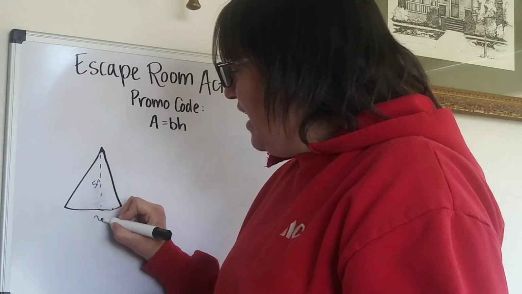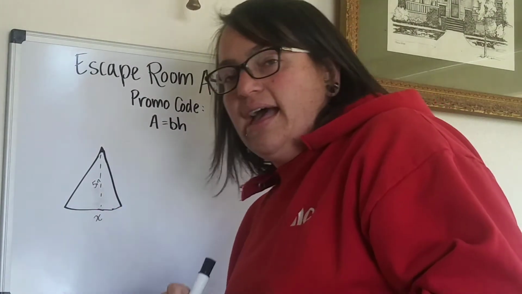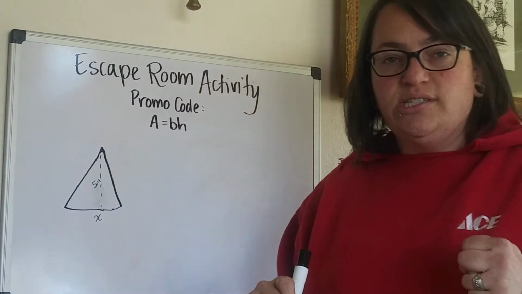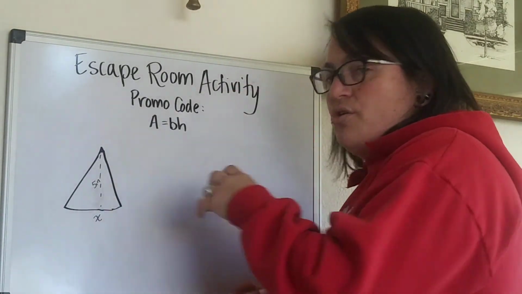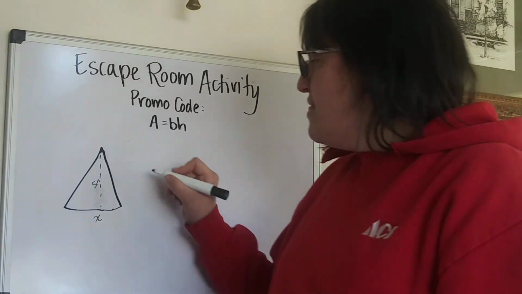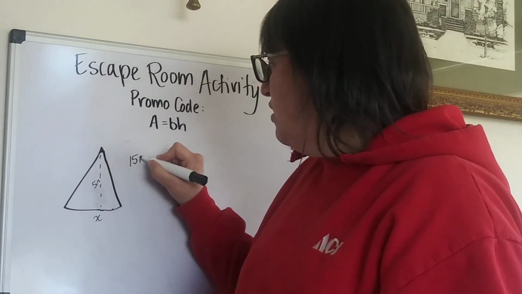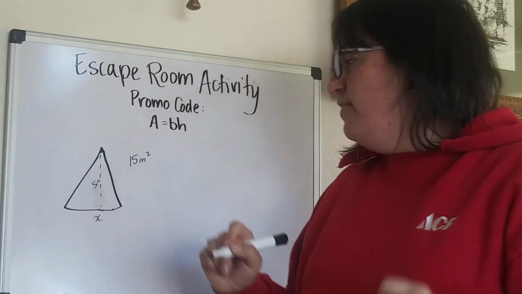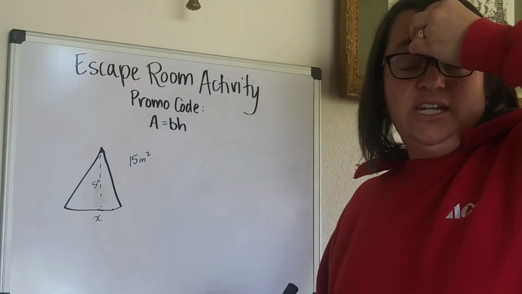And then it tells you X. So remember that a letter like that, an X, which we call a variable, just is standing in for something that we don't know what it is yet. Okay, but we're going to get down to it and figure out what it is. And then they tell you that the overall area of this is 15 inches squared.